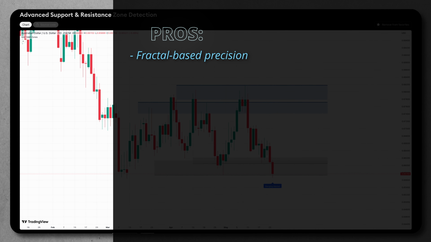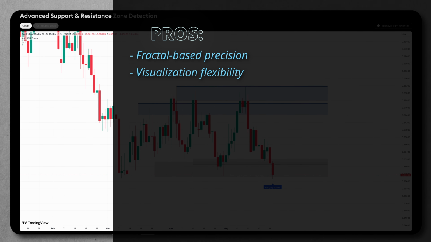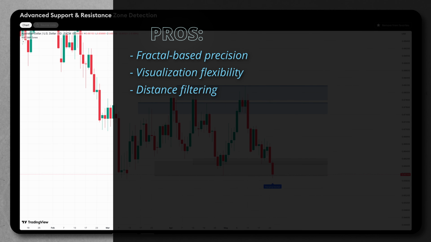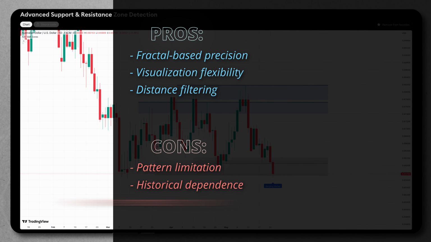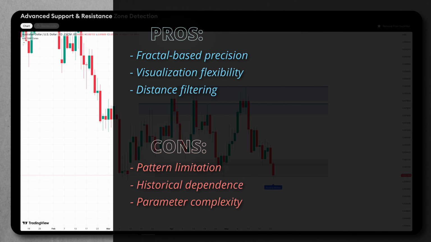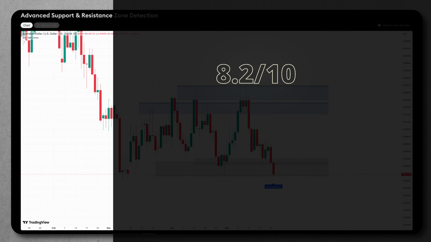Pros: fractal-based precision, visualization flexibility, distance filtering. Cons: pattern limitation, historical dependence, parameter complexity. Ranking: 7.8 out of 10.